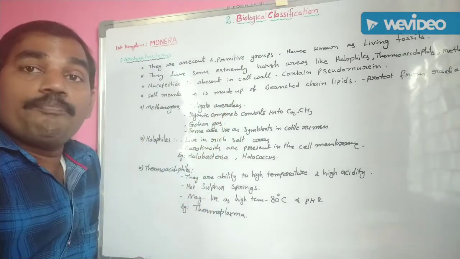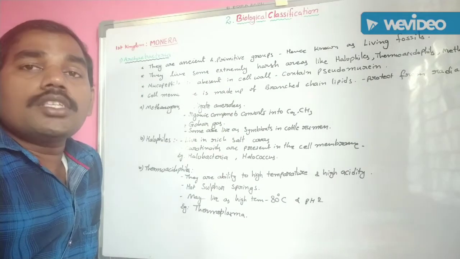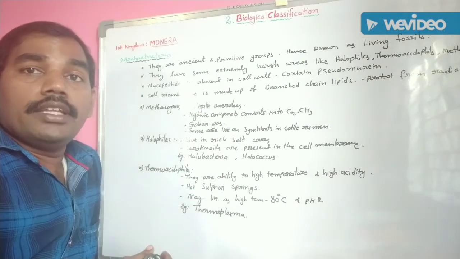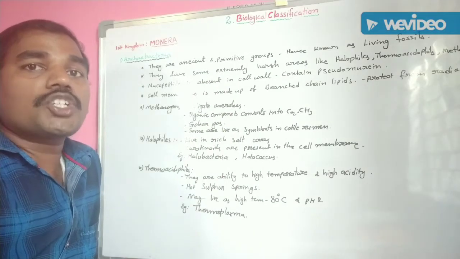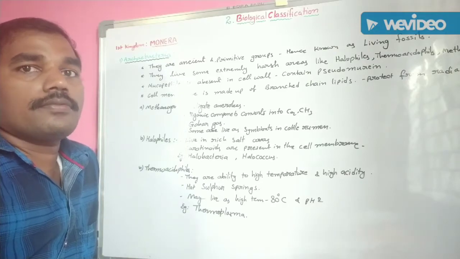Next one, some are methanogens. This means these live in the marshy areas.